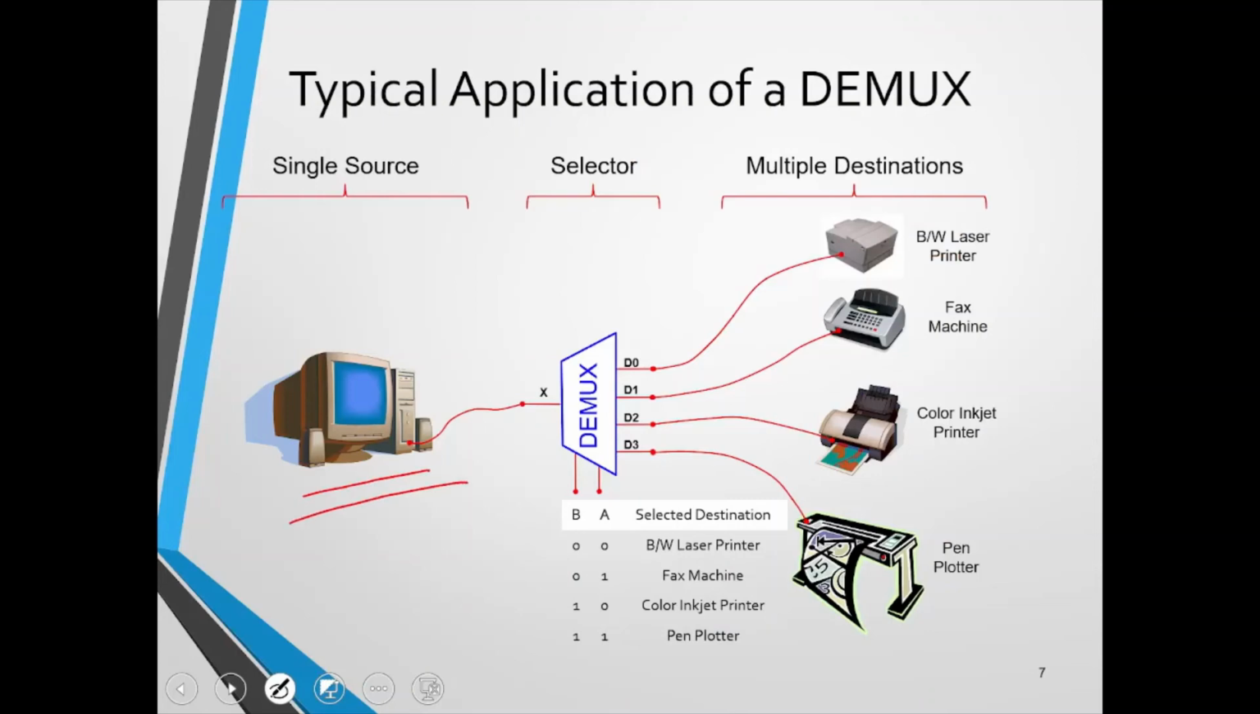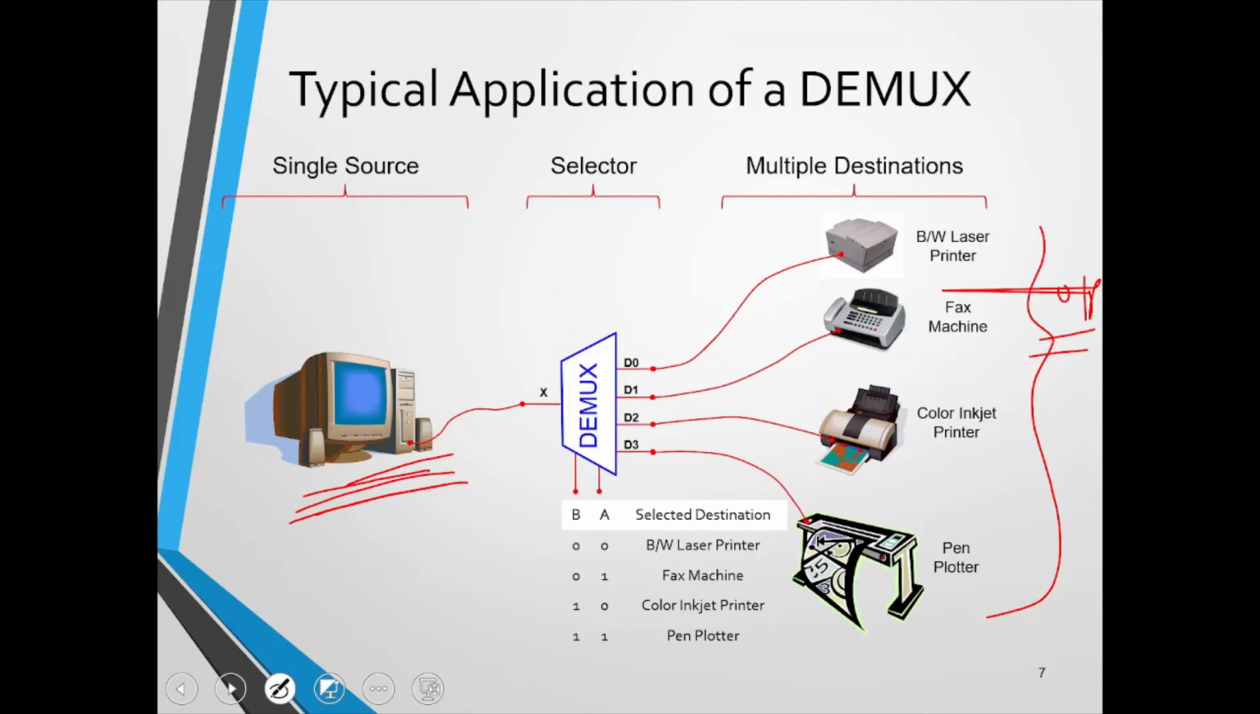There is a single resource, for example, a computer, and this computer can be connected to these four outputs. These are the four output lines, we can say. And the computer can be connected to these four output lines, right? Now the four output lines are four different types of output devices: the printer, fax machine, inkjet printer, and the pen plotter.